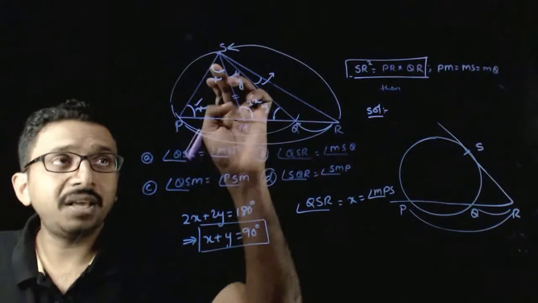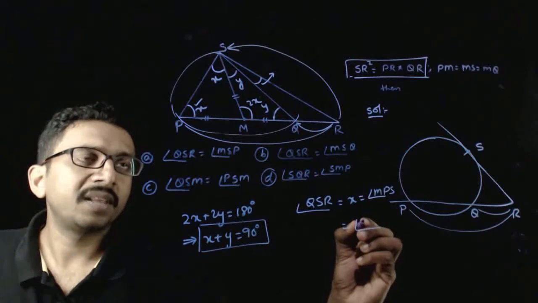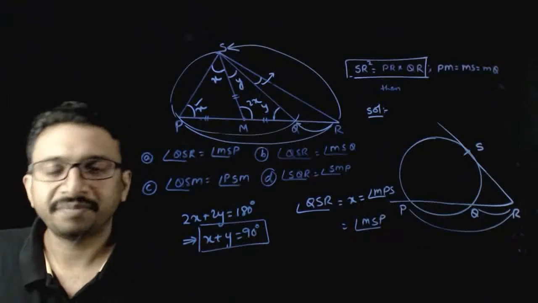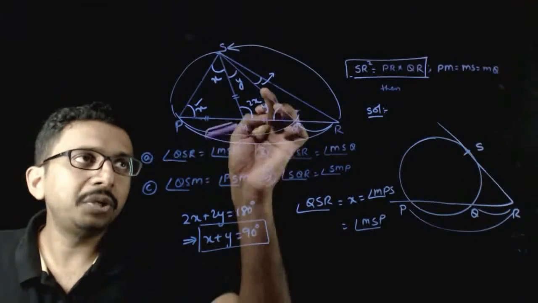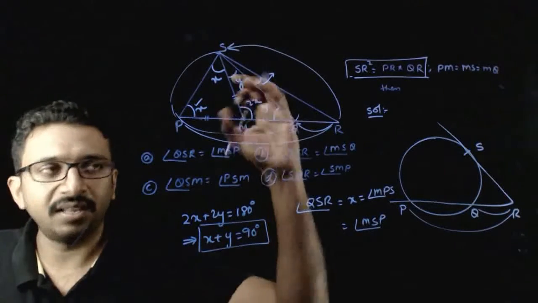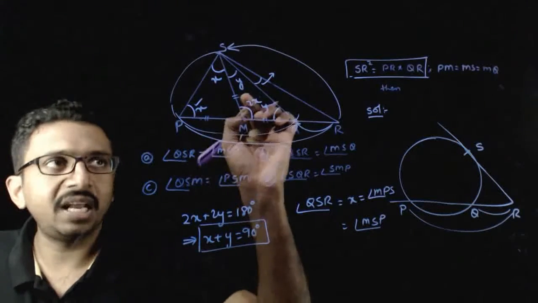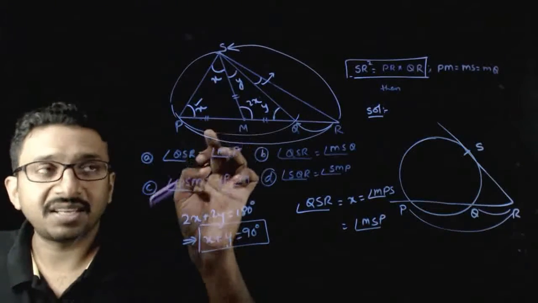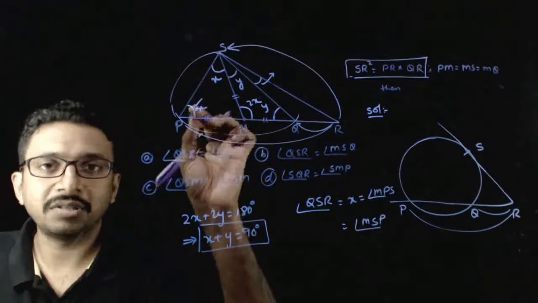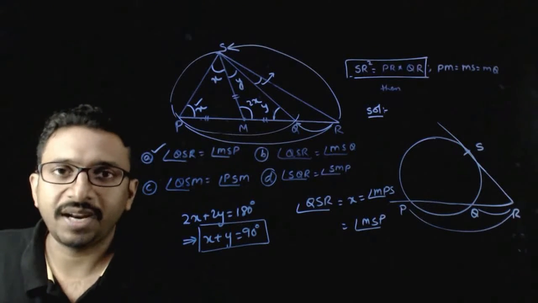And X is also equal to this angle, so that will be equal to angle MSP. So effectively, angle QSR, the angle between the tangent and a chord of a circle, is equal to the angle in the alternate segment. But because these two sides are equal, this angle is also equal to this angle. So angle QSR is equal to angle MSP will be the right answer to this question.